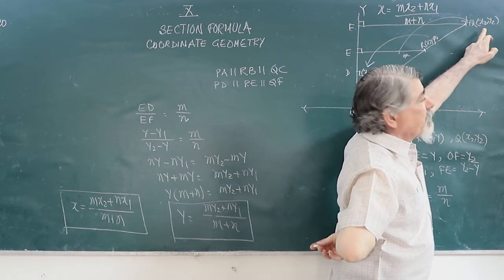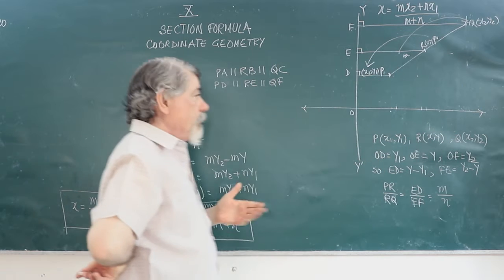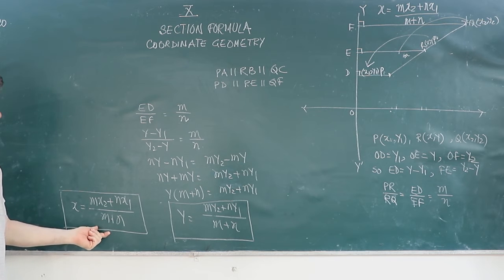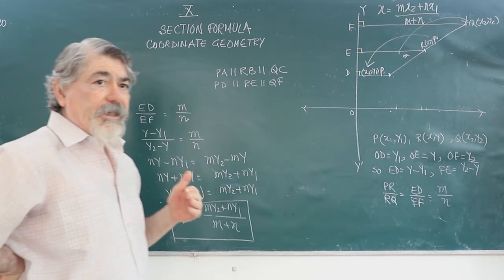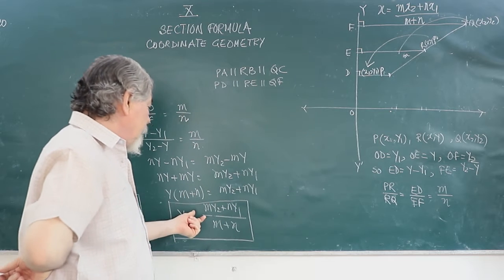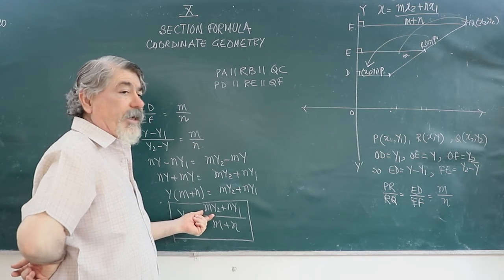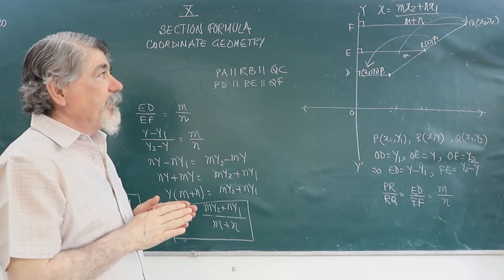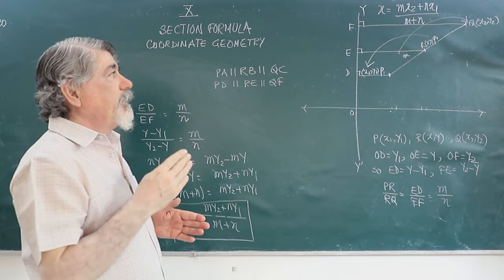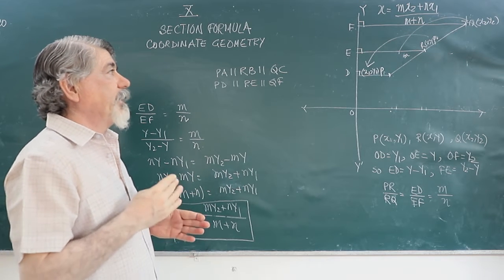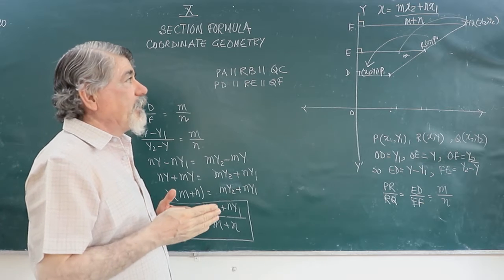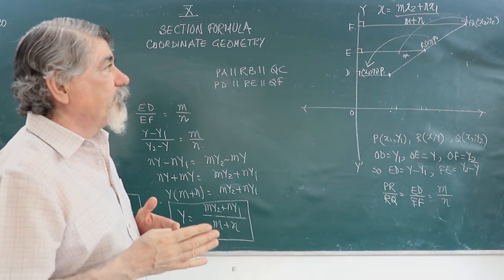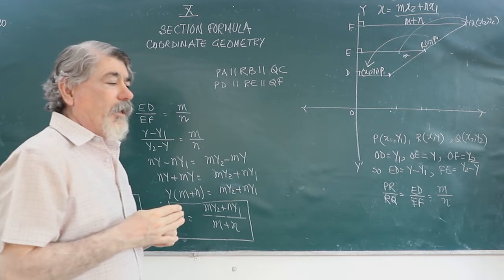M should multiply this side coordinate. If we are calculating the x-coordinate, then x-coordinates will come here: (mx2 plus nx1) upon (m plus n). If I am getting the y-coordinate, then I have to take only the y-coordinates, like my2 plus ny1. So if I am calculating the x-coordinate of point R, then you will have to pick up the x-coordinate of Q and the x-coordinate of P. When we are calculating the y-coordinate of R, then we will have to pick up the y-coordinate from Q and the y-coordinate from P.